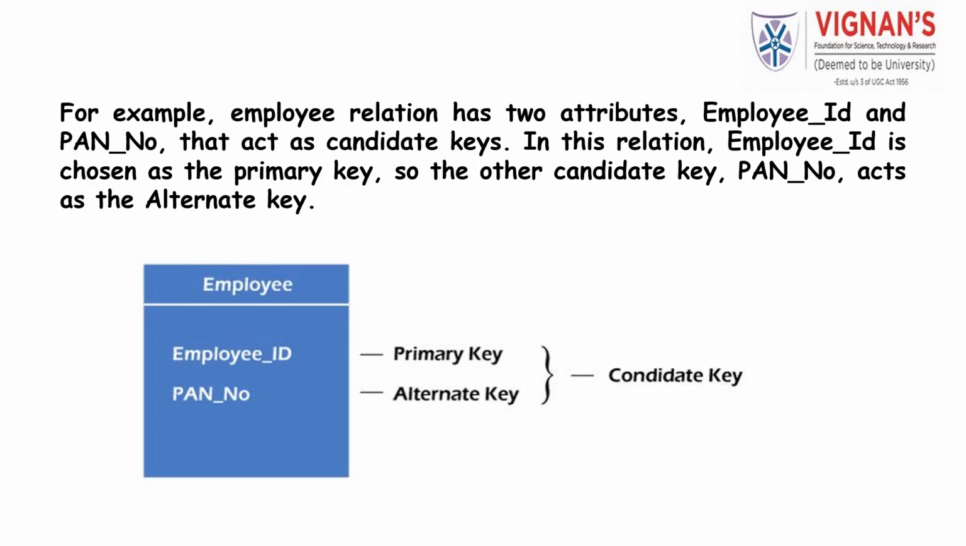For example, consider an employee table with two attributes: employee_ID, pan_no. If both employee_ID and pan_no are unique, then both are candidate keys because each can uniquely identify an employee. Now, from these candidate keys, we select one as the primary key. Suppose we choose employee_ID as the primary key. Then the other candidate key, pan_no, becomes the alternate key. So, an alternate key is simply the candidate key that was not selected as the primary key.